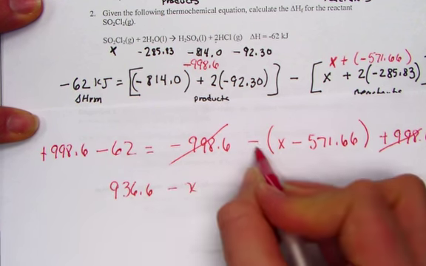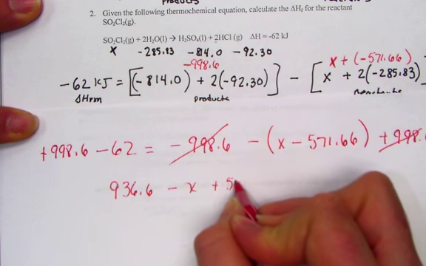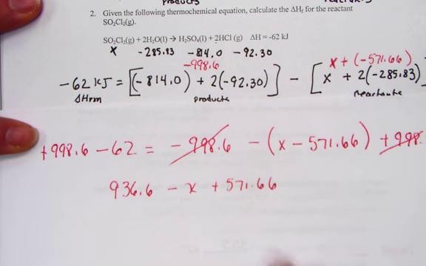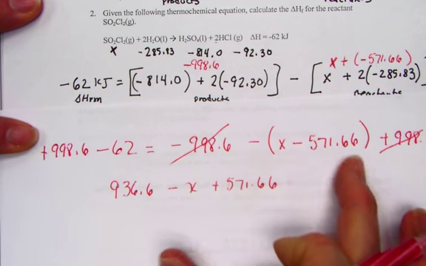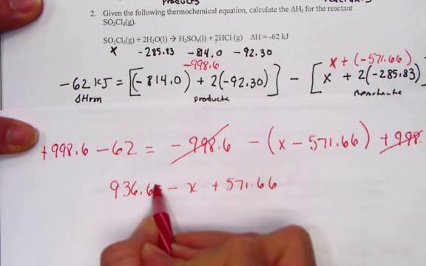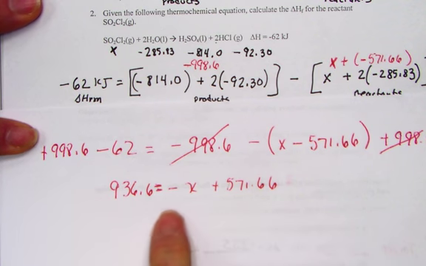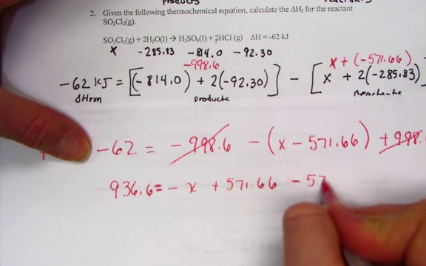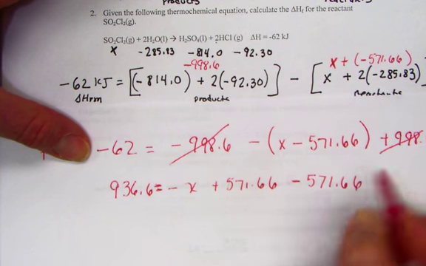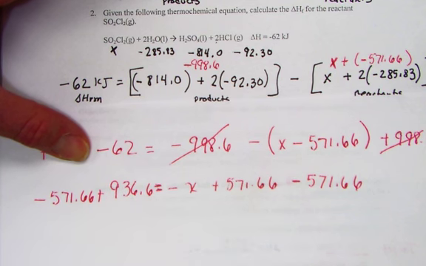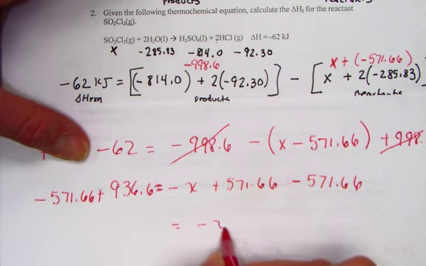That's minus X plus 571.66. If I just distribute the negative sign through that, negative x plus 571.66. Equals, I forgot my equals right there. That looks better. We're trying to get x by itself, so let's subtract now from both sides 571.66. And see what we have now for the value of negative x.